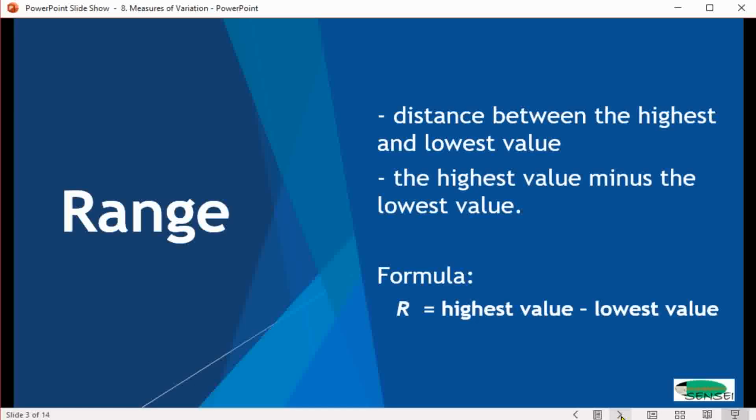The range is the distance between the highest and the lowest value. In other words, we are just going to simply subtract the highest value and the lowest value. Just get the difference of those numbers.